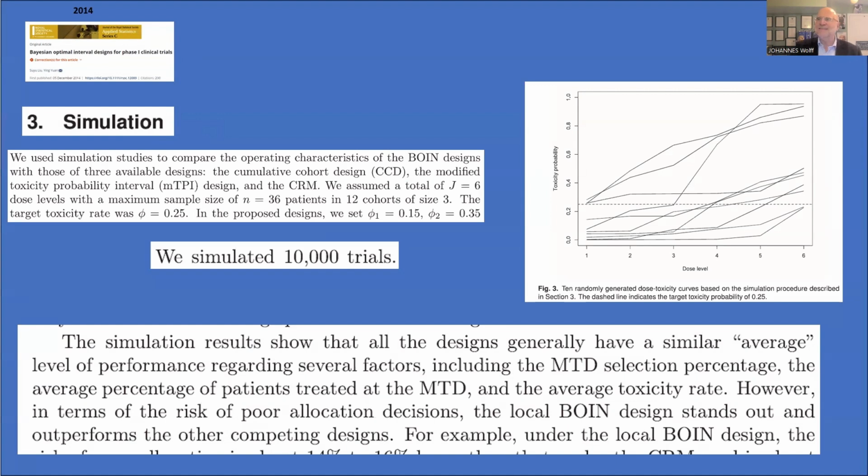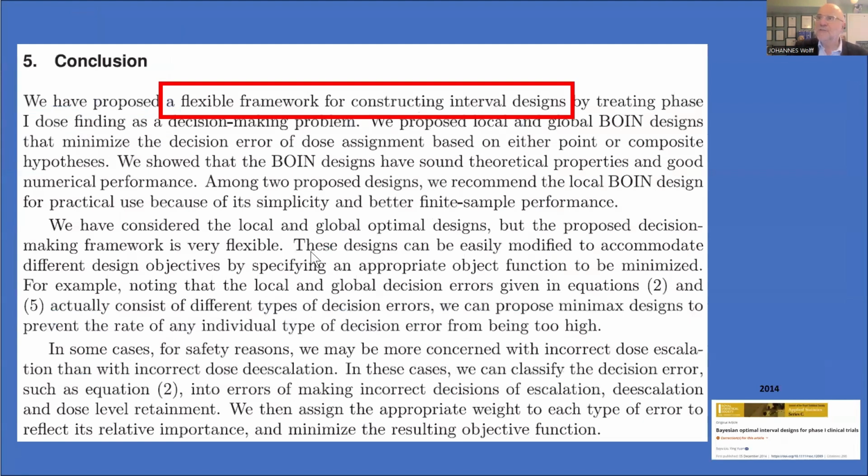And then they do that 10,000 times, and then they compare how good the different designs were, which one was better. And all together, the BOIN design was very good. It was better than the mTPI, not quite as good as CRM, but it is much simpler. So in the conclusion, they call that a flexible framework for conducting interval designs.